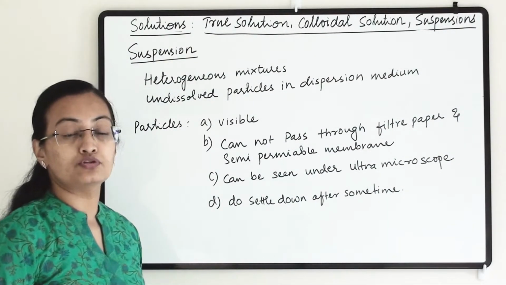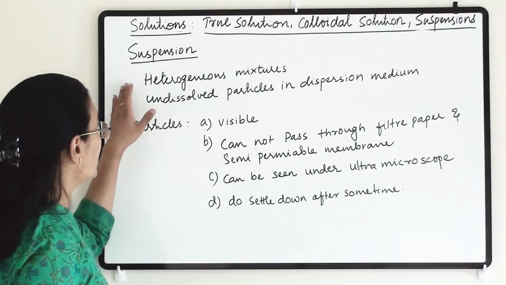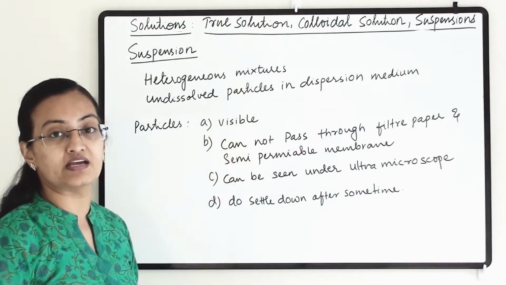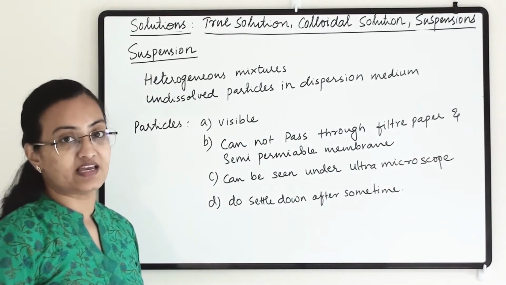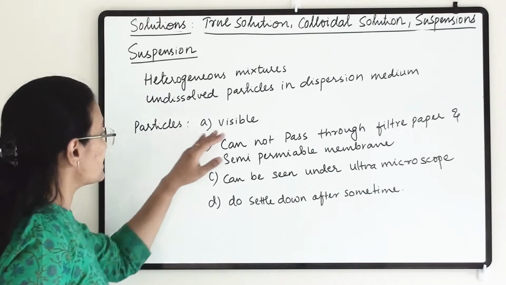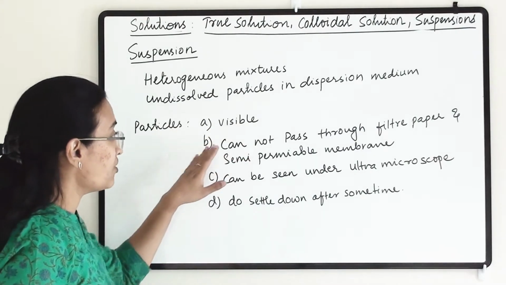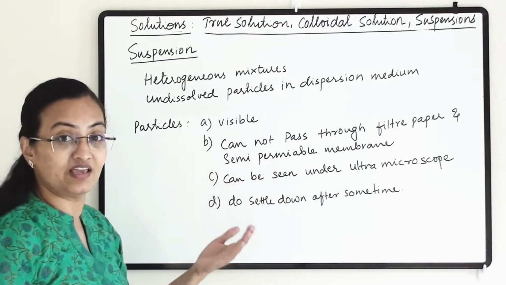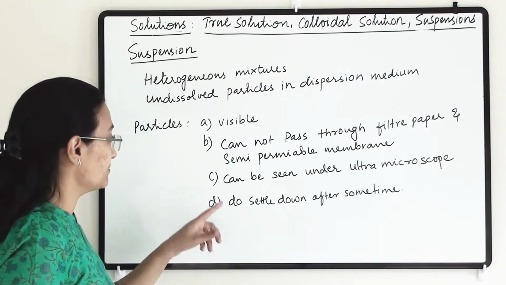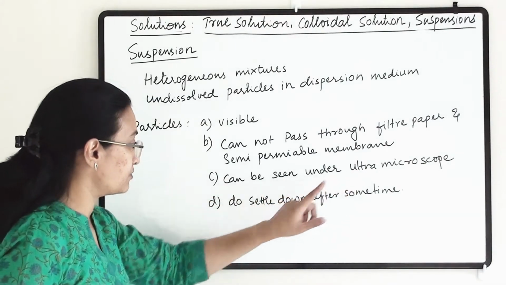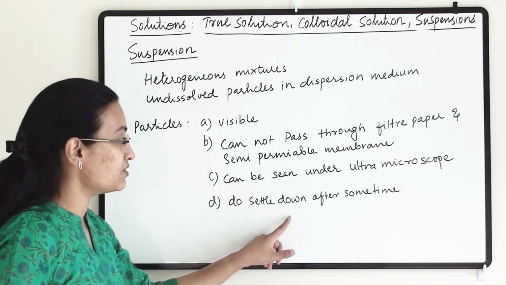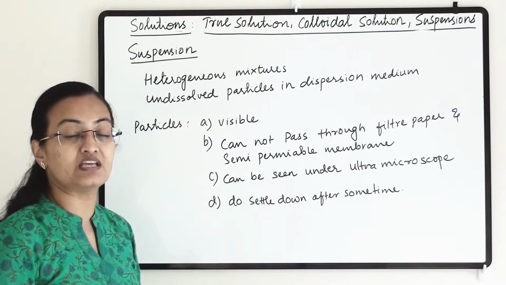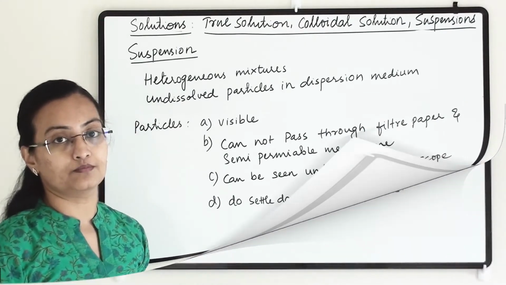Our other type of solutions are suspensions. They are heterogeneous mixtures. Undissolved particles in a dispersion medium are termed a suspension, for example sand and water. Particles are visible to the naked eye. It cannot pass through either filter paper or a semi-permeable membrane because the particles remain undissolved in the solvent. They can be seen under an ultramicroscope and they will settle down after some time. Solute and solvent will get separated after some time because they are undissolved in the solvent.